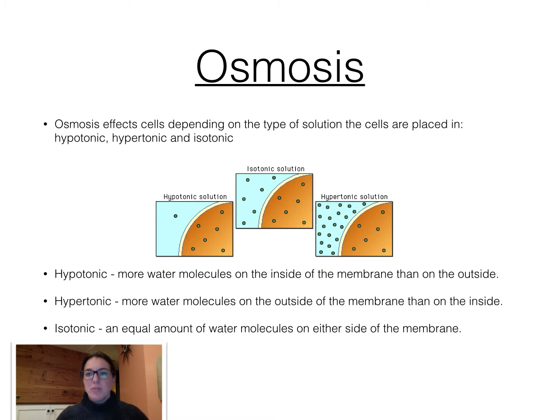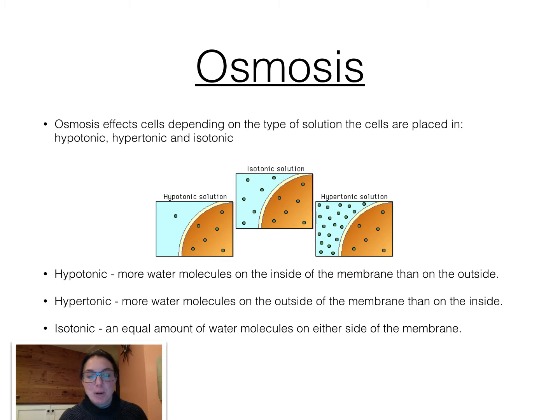Whether the molecules are moving in or out of a cell during osmosis depends upon the type of solution that the cell is in. And this comes back to the idea of the concentration gradient. So osmosis is a passive form of transport. No energy is required, so that means that the molecules have to move from an area of high concentration to an area of low concentration. So looking at these pictures here, a hypotonic solution is when there are more water molecules on the inside of the cell membrane than on the outside of the cell membrane. So if molecules are going to move from where they're highly concentrated to a lower concentration, the tendency would be for the molecules to move out of the cell in a hypotonic solution.